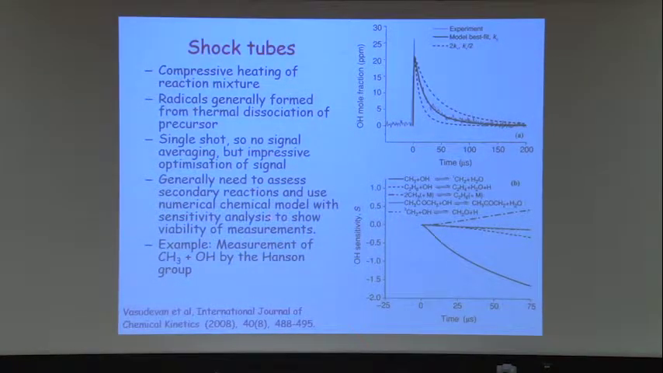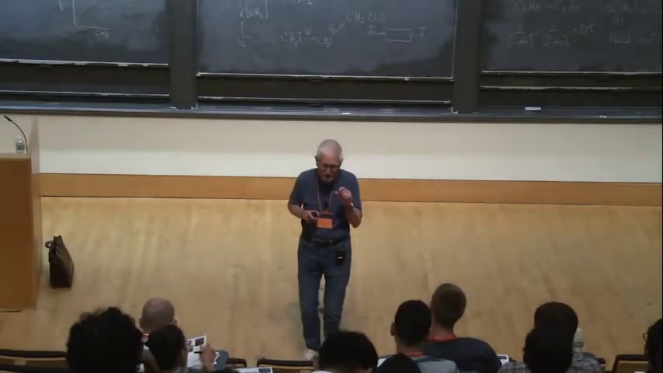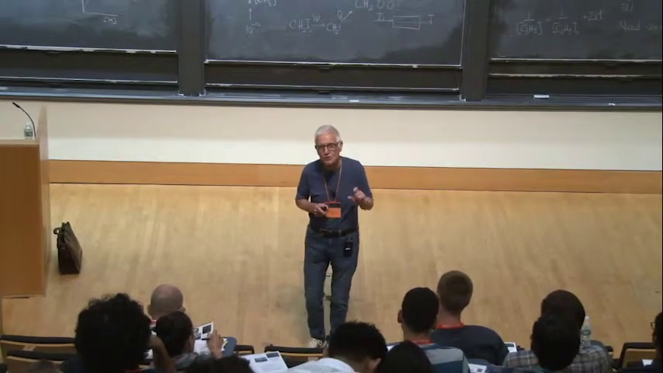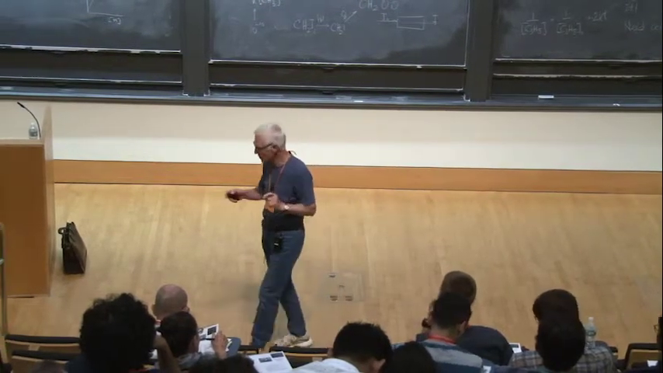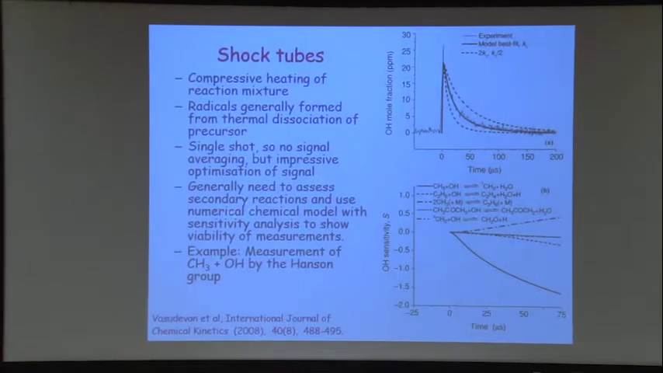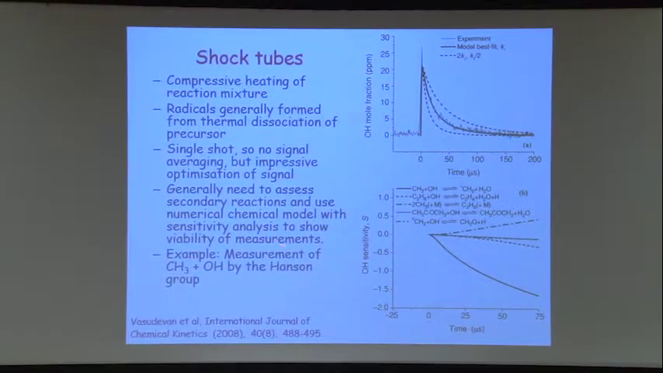You generally need to assess secondary reactions. What I said was secondary reactions occur if the radical concentrations are too high, and it's quite difficult to get those radical concentrations down sufficiently low that there are no secondary reactions at all. What you try to do is to minimize them. But you also recognize them, and what you often need to do is to use numerical chemical model and sensitivity analysis to show the viability of the measurements.